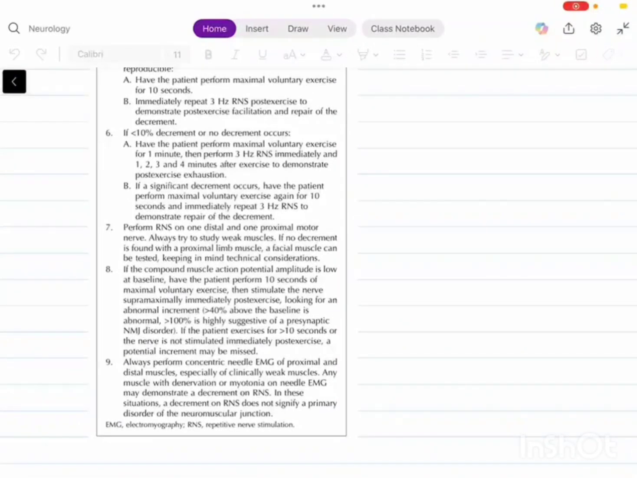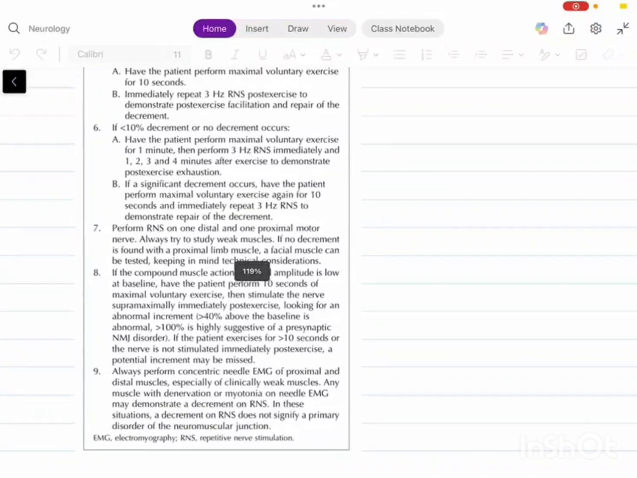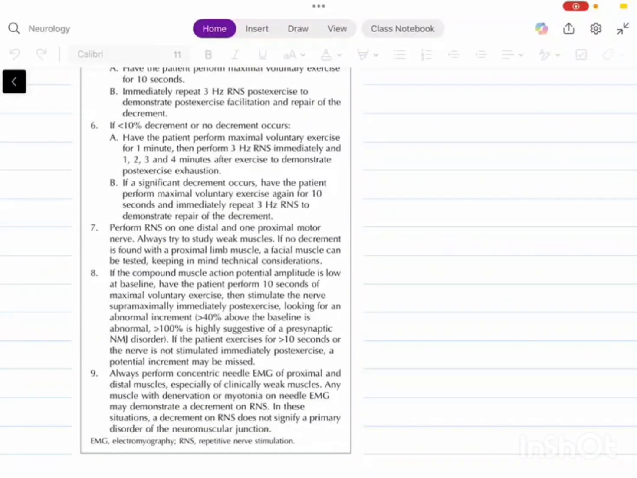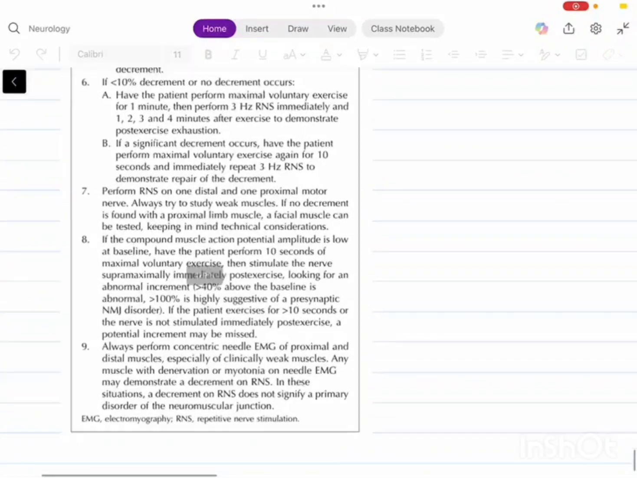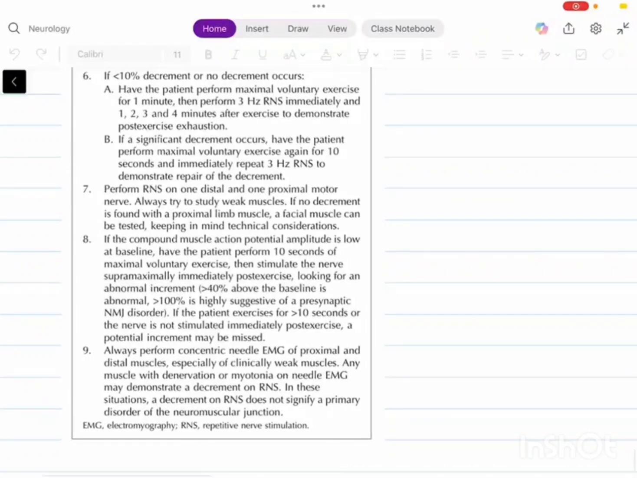If less decrement or no decrement occurs, have the patient perform maximal voluntary exercise for 1 minute and then perform 3 Hz RNS immediately and 1, 2, 3 and 4 minutes after the exercise to demonstrate post-exercise exhaustion. If a significant decrement occurs, have the patient perform maximal voluntary exercise again for 10 seconds and immediately repeat 3 Hz RNS to demonstrate the repair of the decrement.